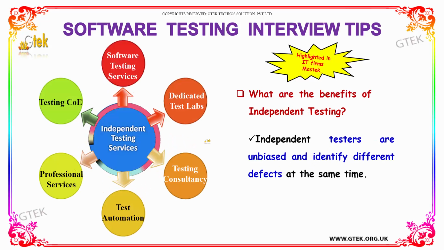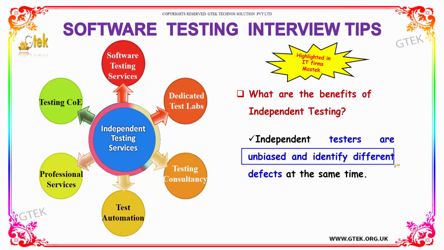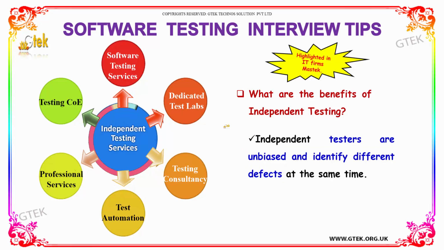Our next question is, what are the benefits of independent testing? The answer is, independent testers are unbiased and they identify different defects at the same time. They don't have a particular pattern of testing. They test randomly on different aspects and identify the different defects. This pattern of questions is highlighted in interviews at Mass Tech.